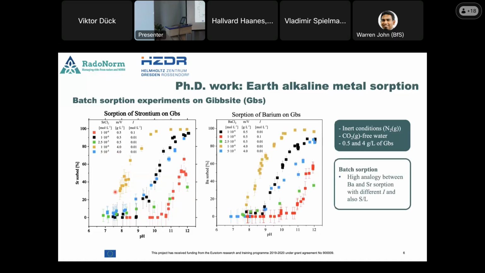And the biggest information here is from the black and the red points. We have this big data gap, which is giving us the indication of having an outer-sphere complex forming on the surface of gibbsite.